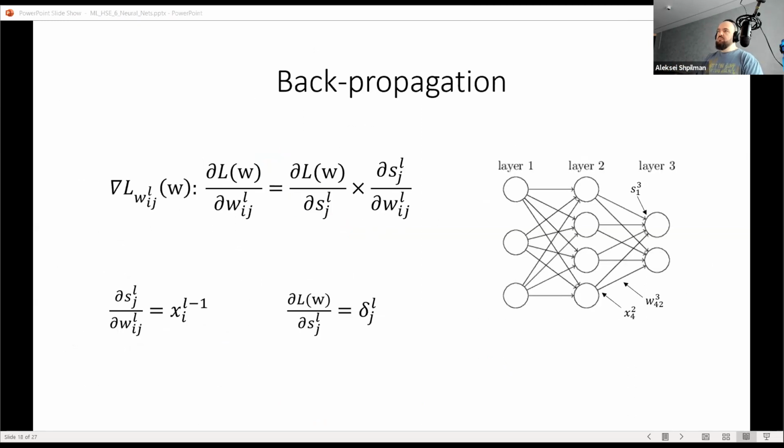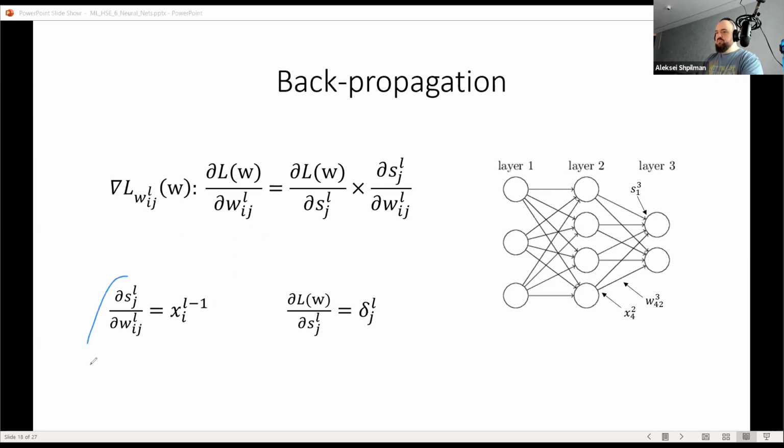Okay. Now, what we need to calculate is the gradient, or derivative, of our loss function over a particular weight somewhere in our neural network. Well, let's use the chain rule, and say that the derivative of that function is a product of the derivative over S times the derivative of S over W. Correct? This is just the chain rule.